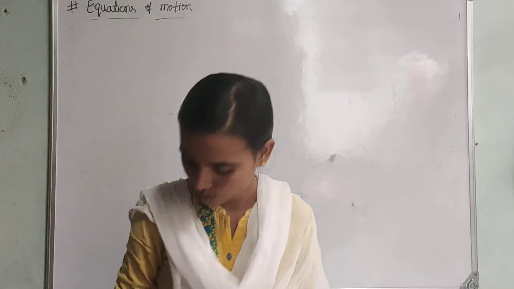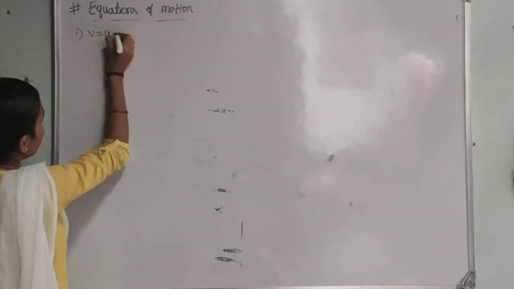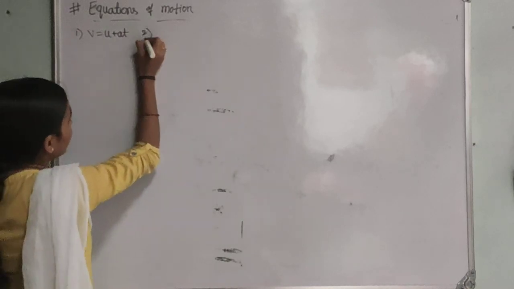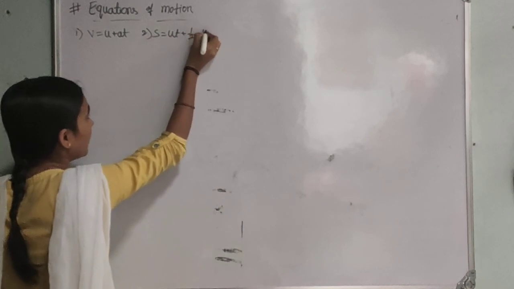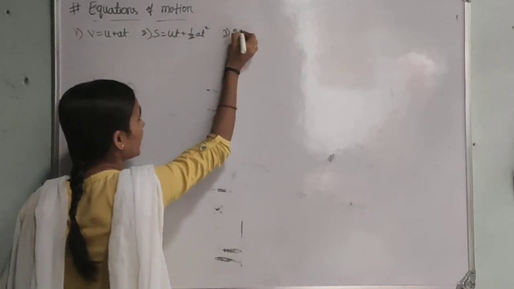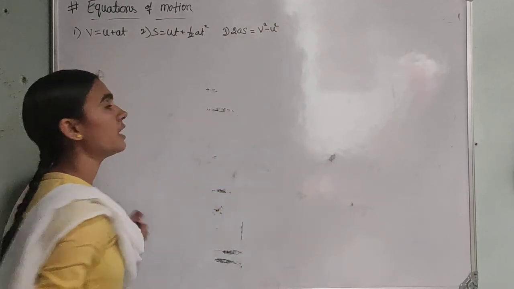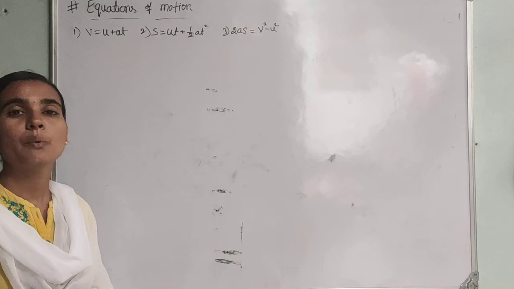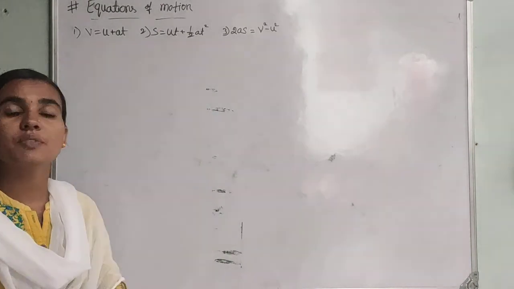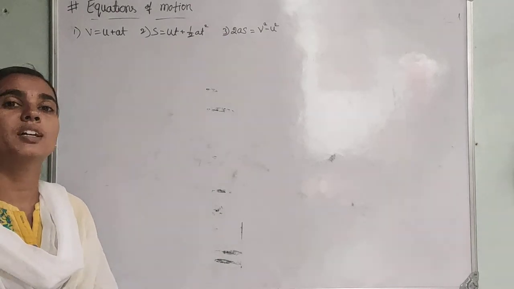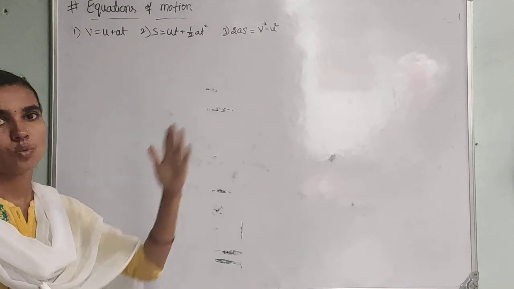So in general we are using three equations, that is v is equal to u plus at, s is equal to ut plus half at square, and the third one is 2as is equal to v square minus u square. So these are the three equations we generally use when the objects are moving along a straight line. Here we are going to prove these equations by a graphical method, one by one.